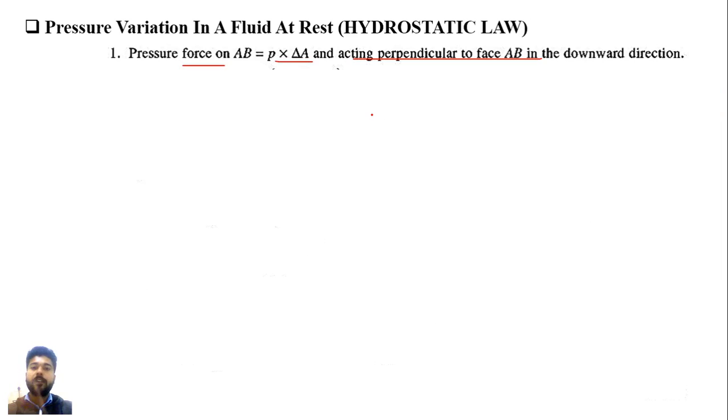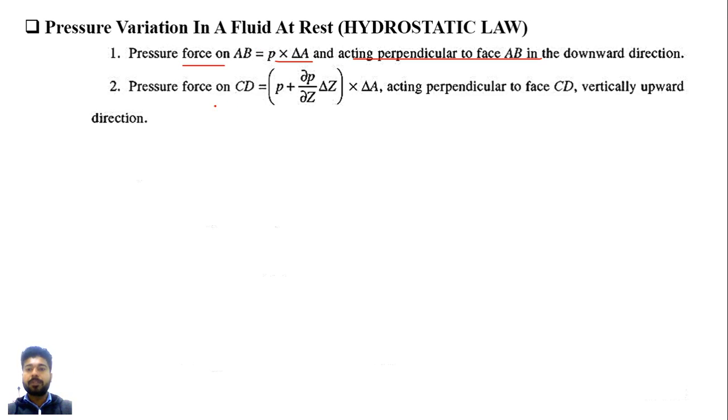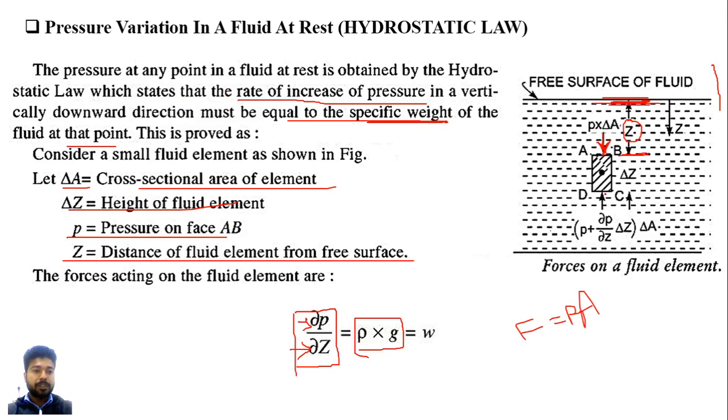Okay, the second force will also be acting in the upward direction, which is the force due to the difference of height of the element. So the second force is the force on side CD. This is the force acting on side CD, that is your upward direction force.